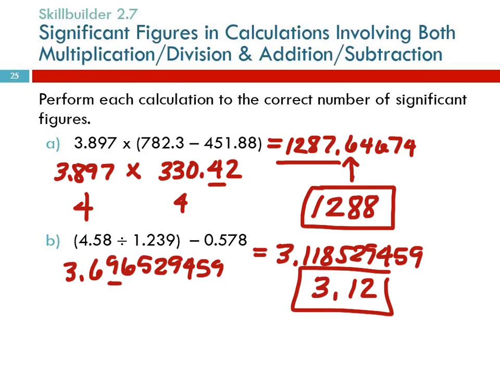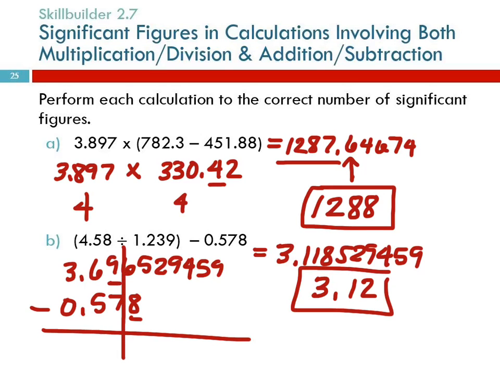Let's look at this one stacked up. So I'm going to bring this guy over and stack him. 0.578. This one's uncertain. We're subtracting. The ones place, there's no uncertainty. The tenths place, there's no uncertainty. There's uncertainty in the hundredths place. So that's where I'm going to cut off the number. 3.118, blah, blah, blah. Okay? Questions?